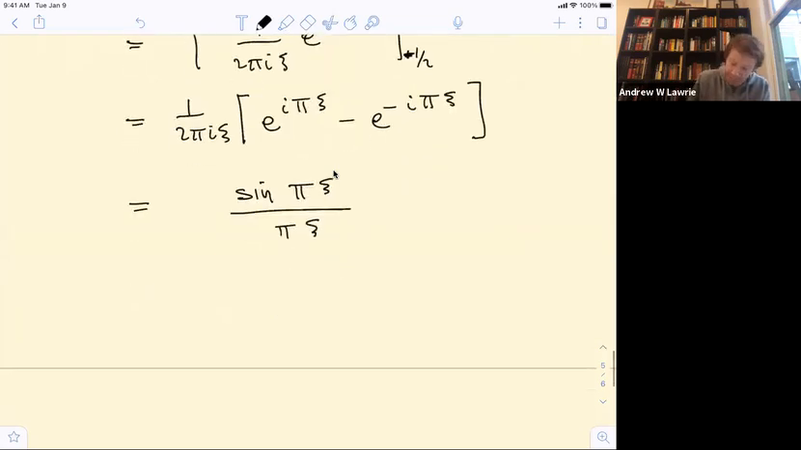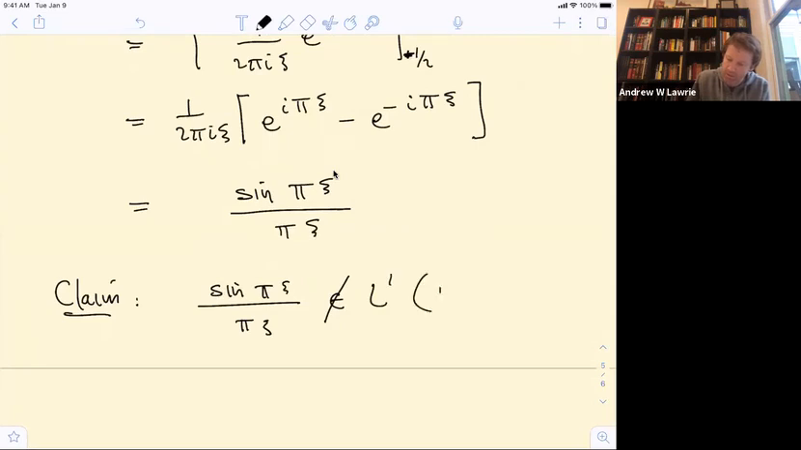And I'll claim without proof, I'll leave it as an exercise, that sine is not in L1 of R with the c variables. In particular, this decay is like 1 over x c, right? So we know this is there. Okay, decay is like 1 over x c.